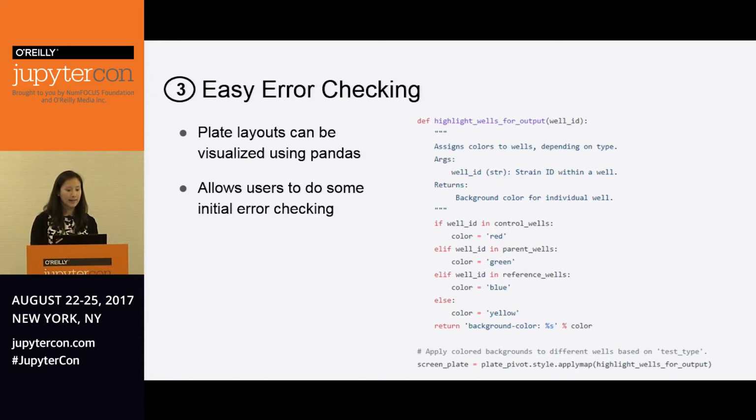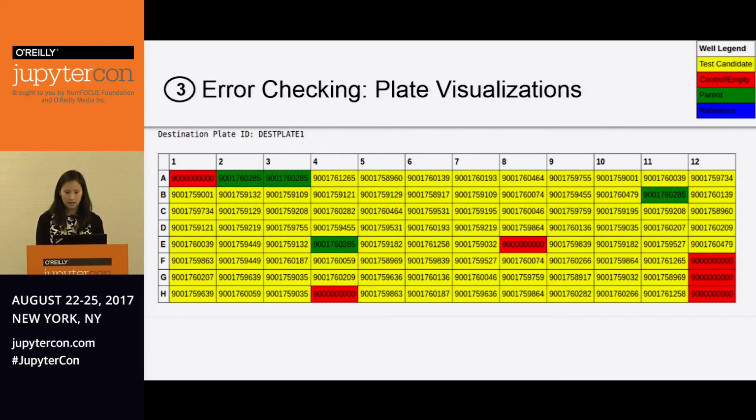So our plate layouts, we track them in pandas in the underlying code, and this makes it easy to allow the users to do some error checking. So we can just use the applymap function to highlight these wells in different colors. So you can see we just talked about control, parent, and reference wells, and then yellow if it's a test candidate. And so we can see what our plates actually look like when we execute these Hitpick plans.